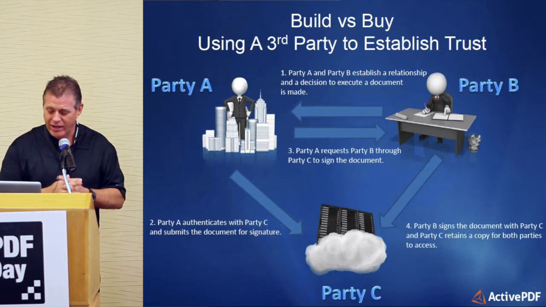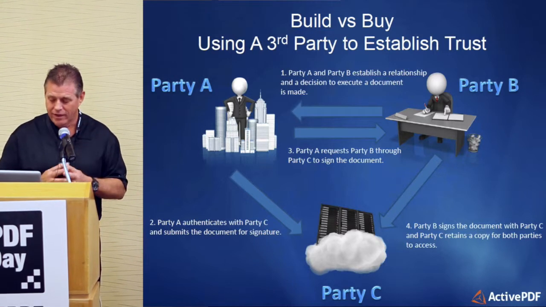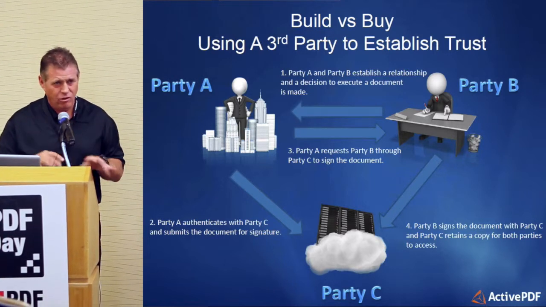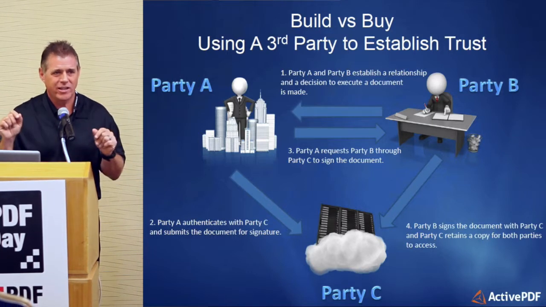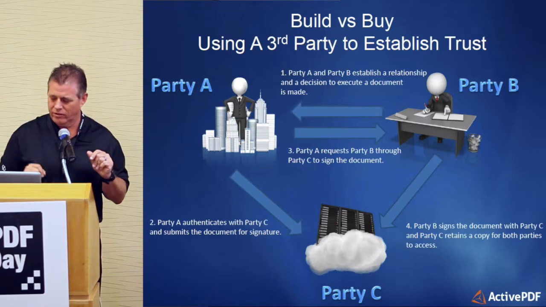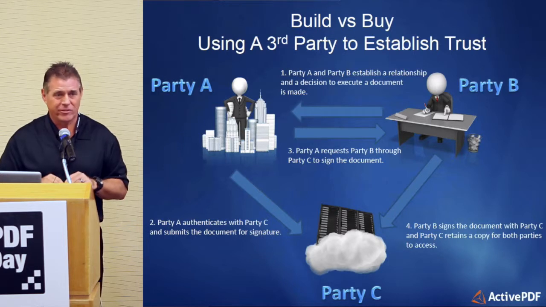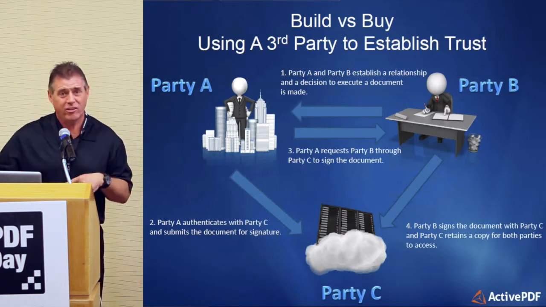Number two, so party A authenticates with party C, who's the third party, and submits the document for signature. So they log in and they submit this document. They say the person is going to need to sign here, here, and here, and initial in these three places. Then party A requests party B through party C to sign the document, which means party A fills in some stuff, sends the document, sends a notification to party B, the signer, and asks them to sign the document.